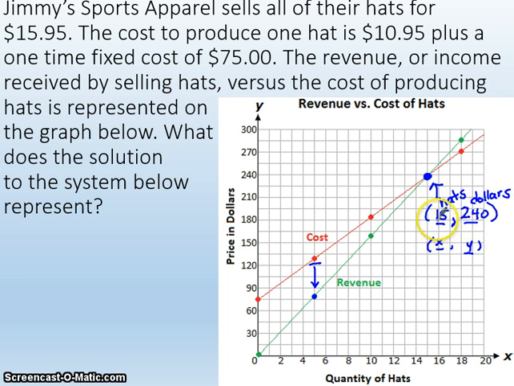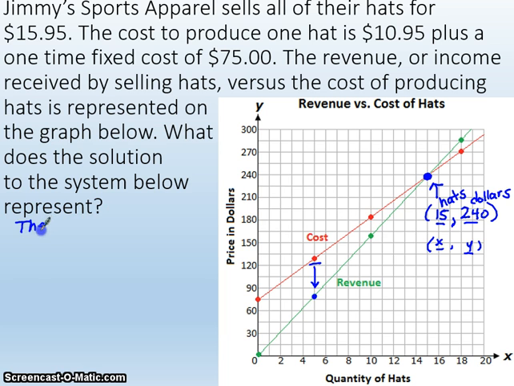Now, we just don't want to write 15 hats costs $240. Even though that's true, we need to relate it back to both the cost and the revenue. So when they're both the same, that means that it costs Jimmy $240 to buy 15 hats, but when he sells the hats, 15 hats also sell for $240. This is the point where Jimmy breaks even. He's not losing money, but he's not making money. So let's try to describe that in a complete sentence.